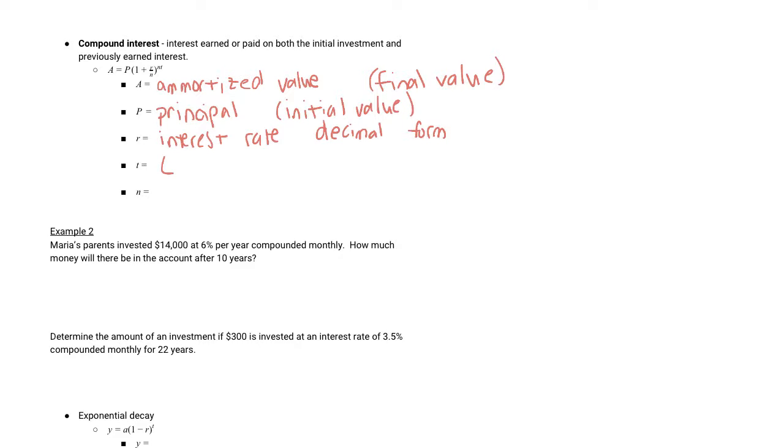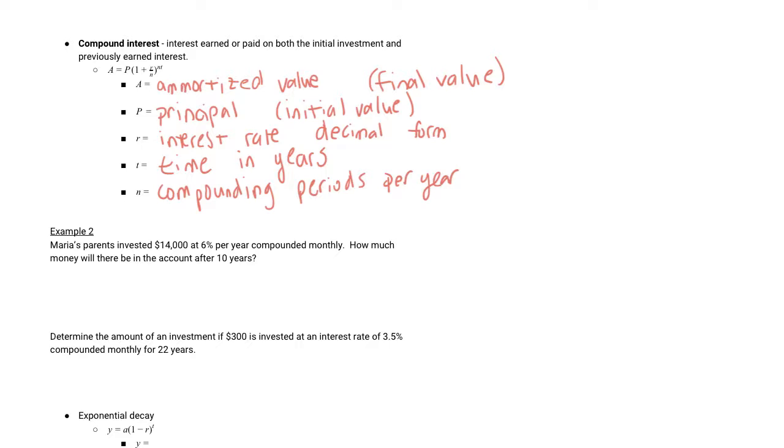Little t is time in years. This one's very specific. N is compounding periods per year. So if something says it's compounded annually, that's once per year.